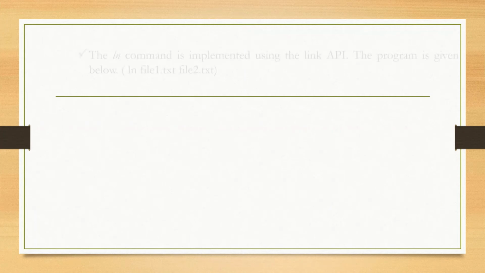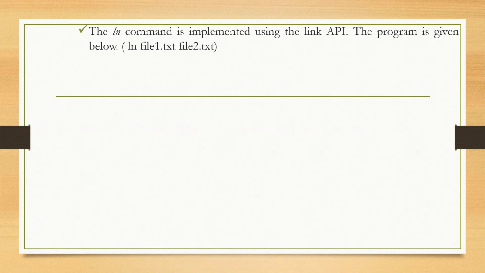The ln command is implemented using the link API. The program given below works on text1 and text2 files. This includes stdio.h and the Unix standard header file, then a main program with arguments of character type.